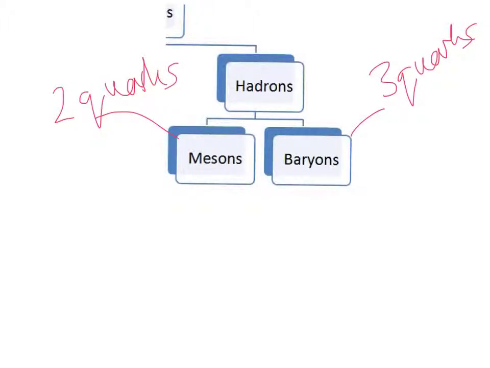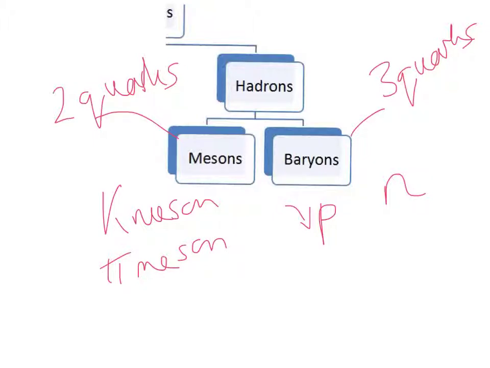So what are examples of baryons? Well, baryons consist of, for example, the proton, the neutron, and all other hadrons that decay into protons. On the other side, we have the mesons. These include things like your K meson, your pi meson, and any other hadrons that don't decay into a proton.